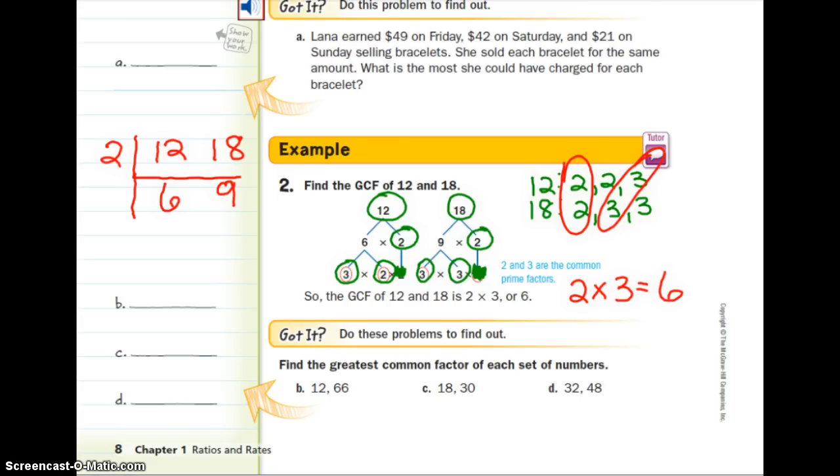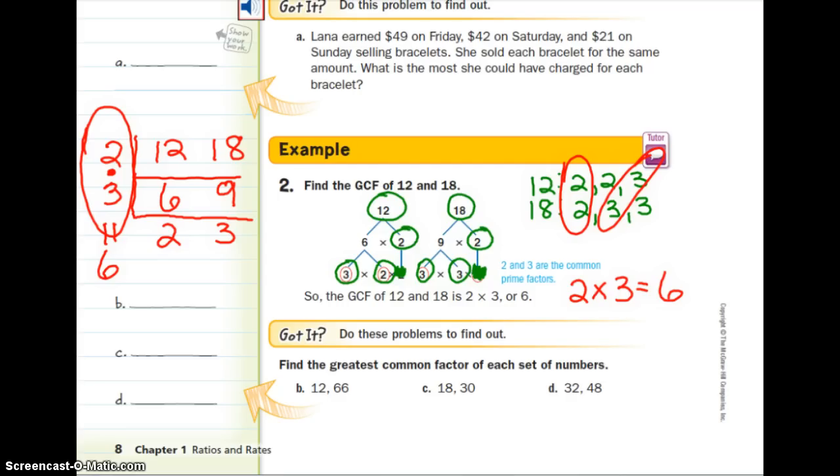Now I have to put another division bar down. And I look at 6 and 9, and I know that I can pull a 3 out. 3 goes into 6 2 times, 3 goes into 9 3 times. Now, 2 and 3 are both prime, so I know that they can't go into each other, so I'm done. And I know GCF is always on the left. So all I have to do is put a multiply dot between them, put my equal sign going down, 2 times 3 is 6, and I'm done.